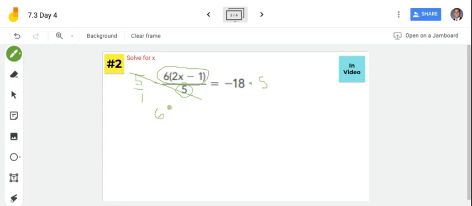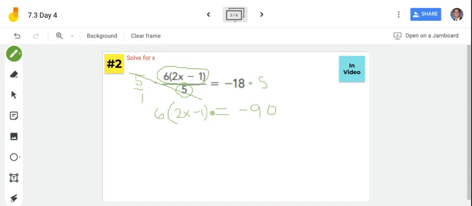So all right, 6 times, notice how I'm saying times because 2x minus 1 is inside the parentheses, and the parentheses, of course, mean multiplication. So 6 times 2x minus 1 equals, here I have a negative 18 times 5. I know they're going to have a negative sign because they're different signs. 18 times 5 is 90. So negative 90. Negative 18 times 5 is negative 90.